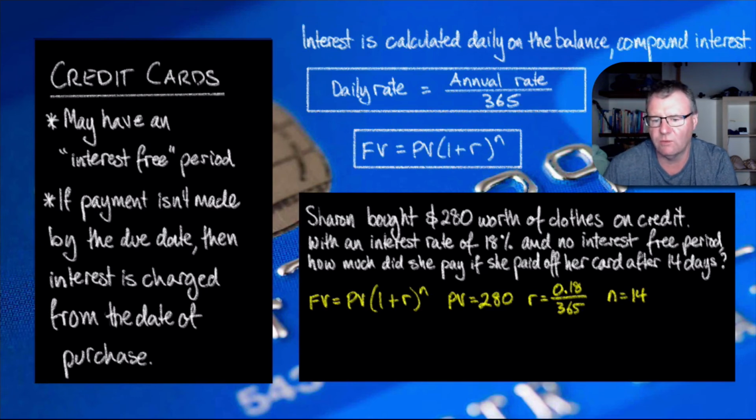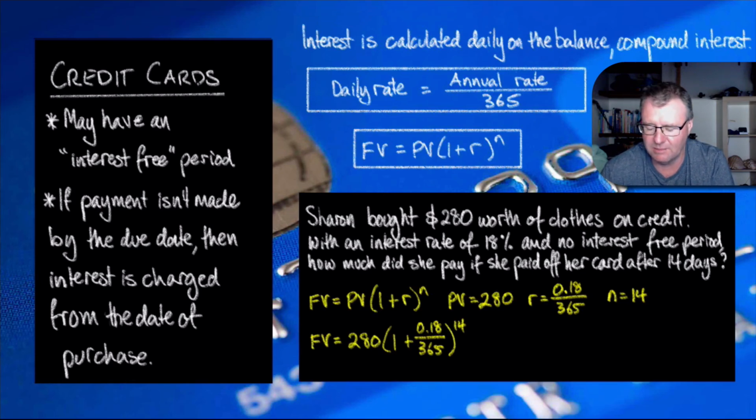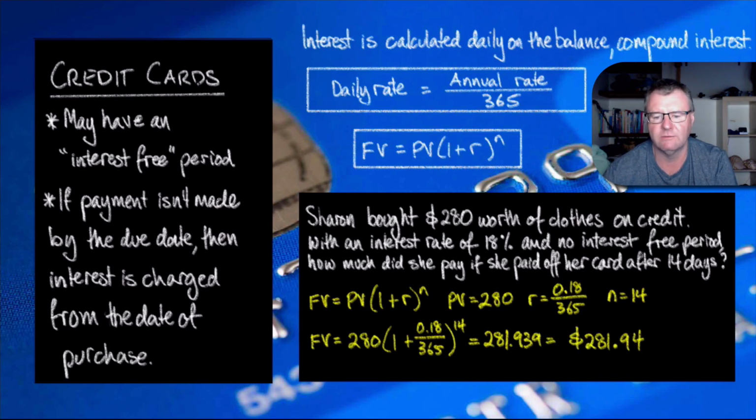So now we just go through and put all of that into our future value formula. That is something you can punch into your calculator, and when you do, you get 281.939. Now it's a currency, so we need to round that to 2 decimal places. So to pay off her credit card in full after 14 days would have cost her $281.94.